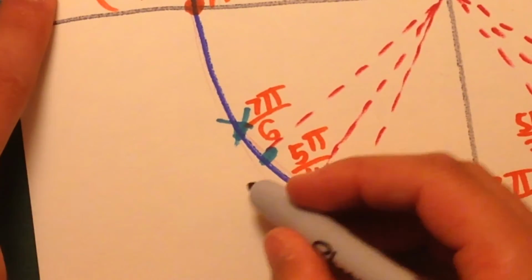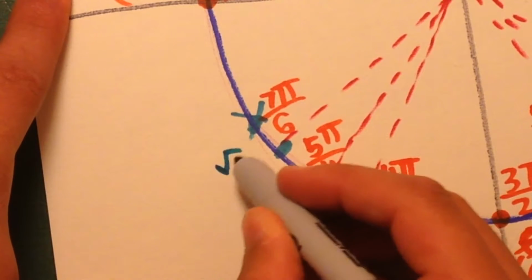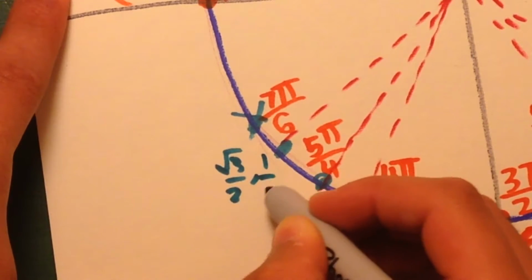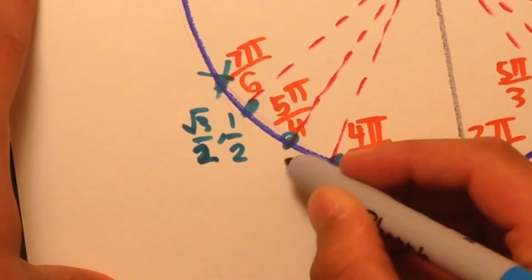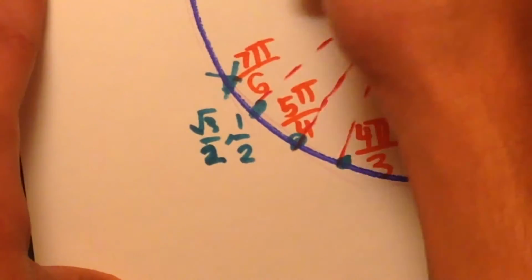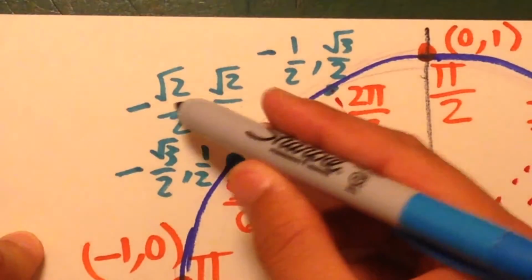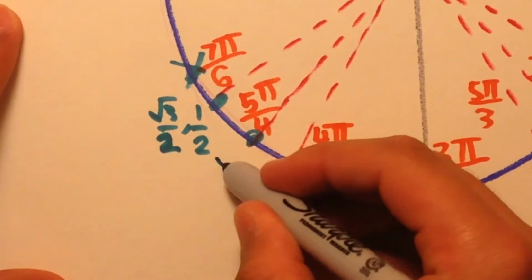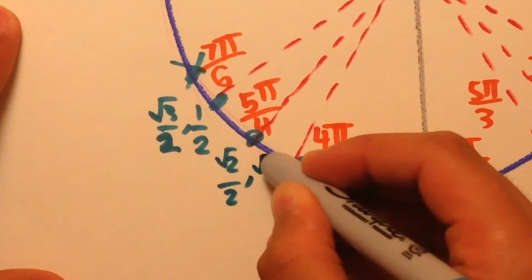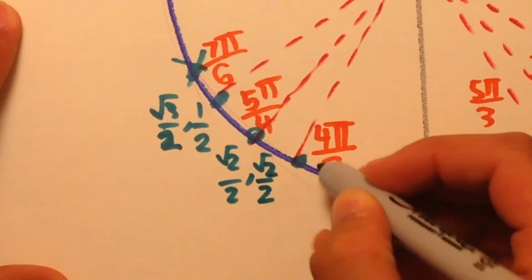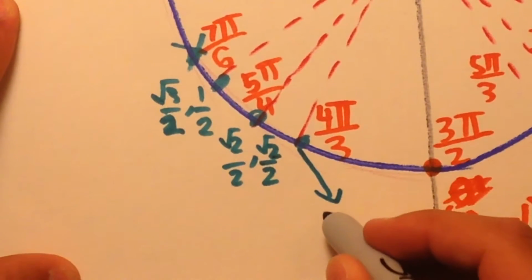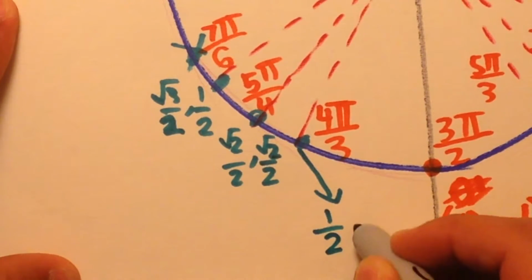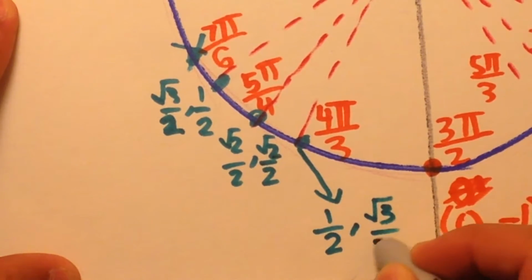Here we're just going to write everything again. It's going to be square root of 3 over 2 comma a half. Here it's also going to be the middle one, which is always going to be square root of 2 over 2 comma square root of 2 over 2. There we go. And then this final point, let me just draw a line, is going to be a half comma square root of 3 over 2.